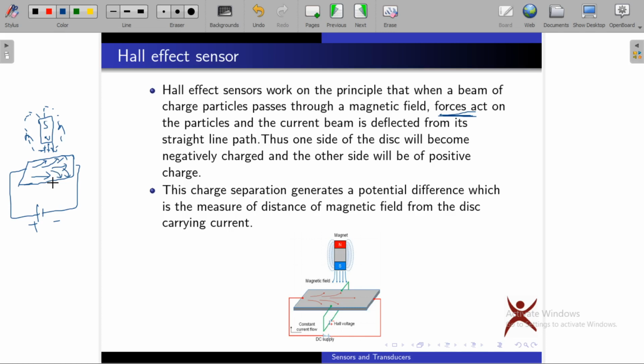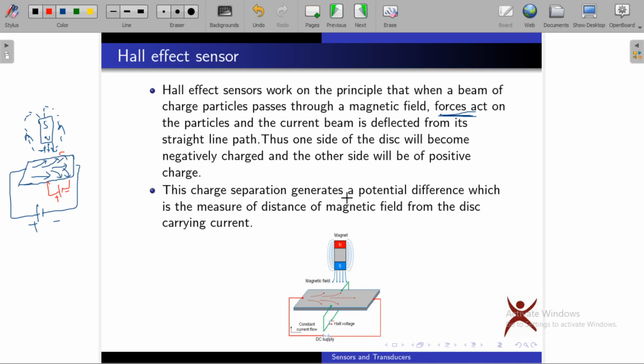That is, one side of the disk will get negatively charged and the other side will become positively charged. So potential difference is created. Because of this magnetic field, charged particles on the disk deviate from the straight line, and one side of the disk gets positive charge and the other side gets negative charge. That is, potential difference is created.